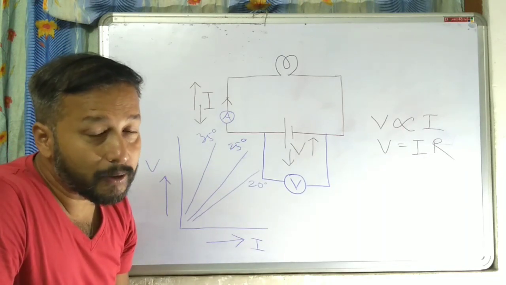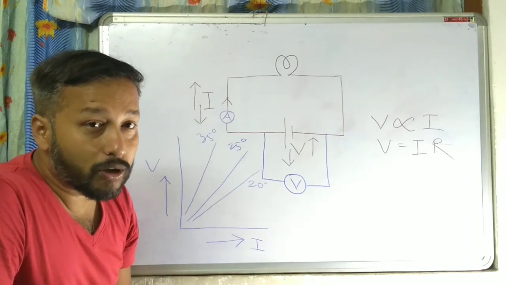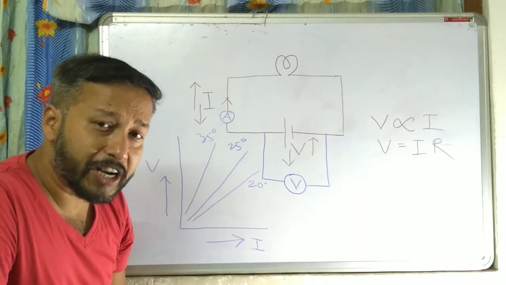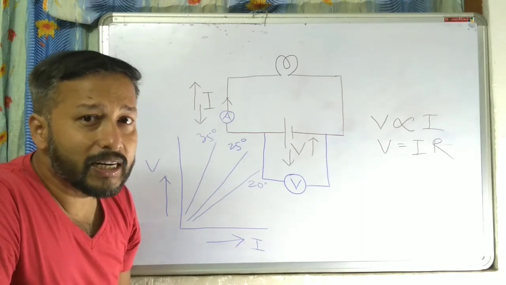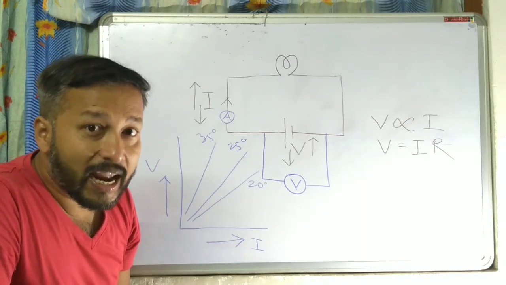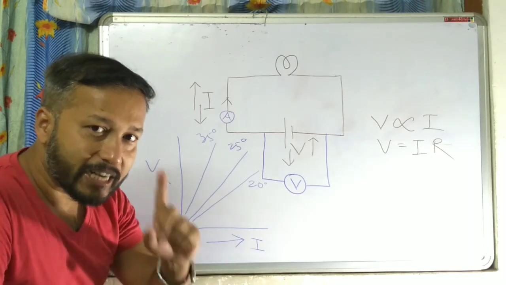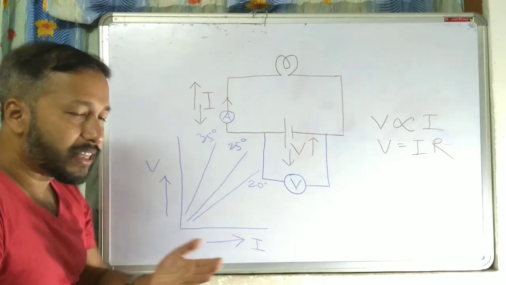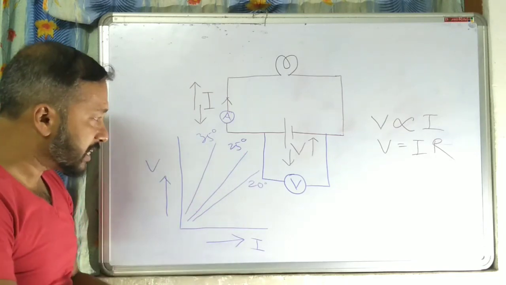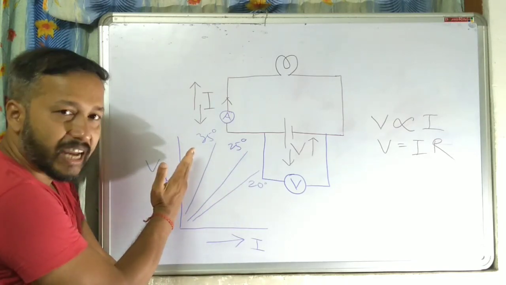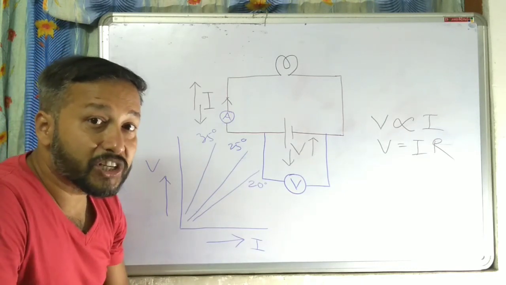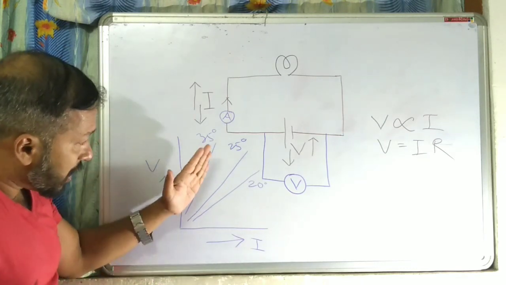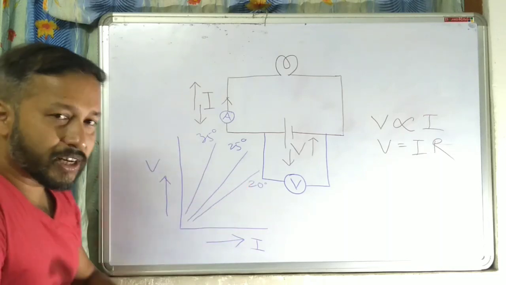I told you before, according to Ohm's law, the potential difference is directly proportional to the amount of current, at constant temperature, when the temperature is the same. When you increase the temperature, you will see that the graph is shifted to this side, and when the temperature is less, the graph will shift to this side.